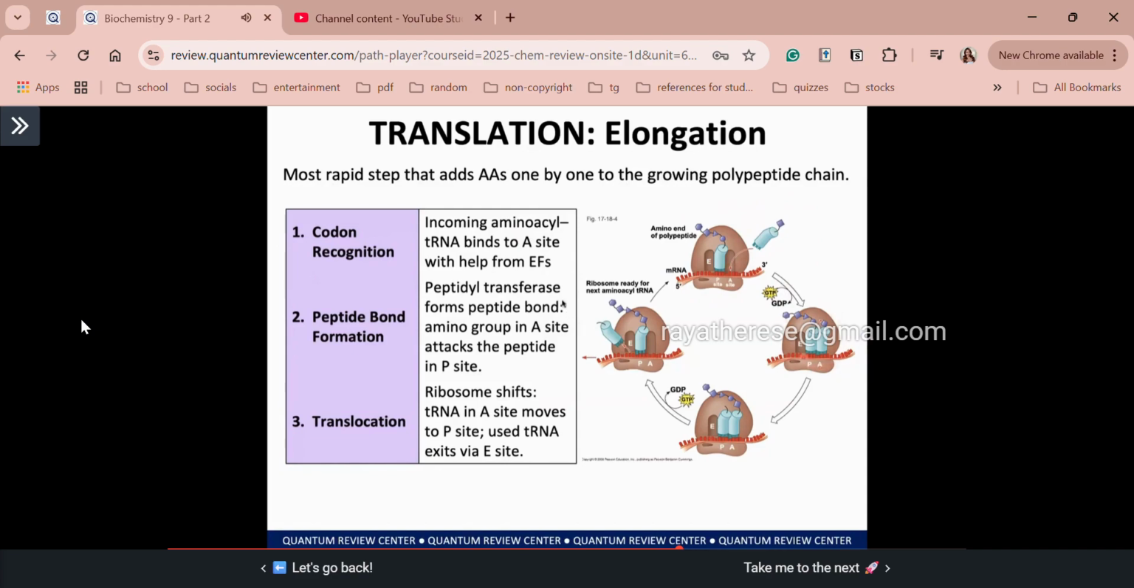And your P site, particularly the peptidyl transferase, will initiate an attack in order to form your peptide bond in the second step. Particularly here, class, the amino group in your amino acid in the A site will attack the P site peptide. So of course, class, that's the peptide bond formation. Recall, your peptide bond again is amide in nature.